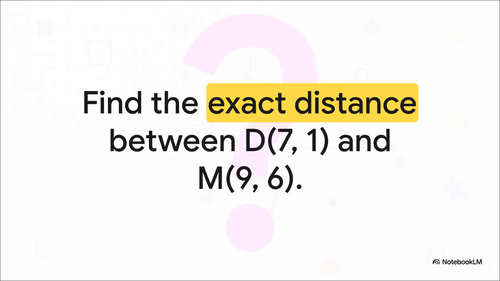All right, it's time to test these rules together. We learn best by doing, right? Here is your challenge. You're standing at point D, which has the coordinates 7, 1. You want to walk in a perfectly straight diagonal line to point M, which is at 9, 6. What is the exact mathematical distance between these 2 points? Feel free to pause the explainer right here, grab some paper, think about our 3 steps, and try to solve it yourself before we go over the answer.